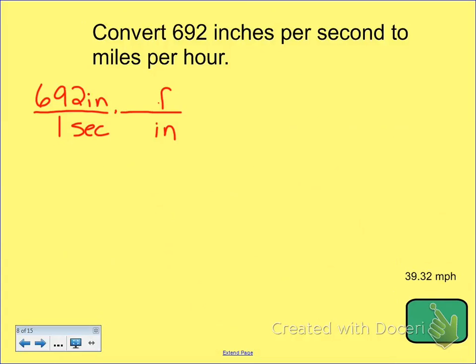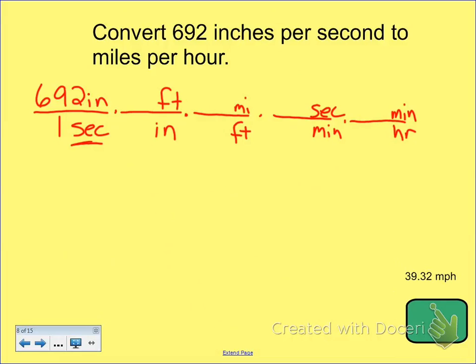And we're going to go to feet next. And then we're going to go from feet to miles. So feet are on top of this fraction, so they're going to go on the bottom. Miles go on top. Now I'm going to convert my time. Seconds are on the bottom of this fraction. So in order for them to cancel out, they need to go on the top of the next fraction. We're going to go seconds to minutes, and then we're going to go minutes to hours. So again, minutes is on the bottom, so minutes have to go on top, hours go on bottom.